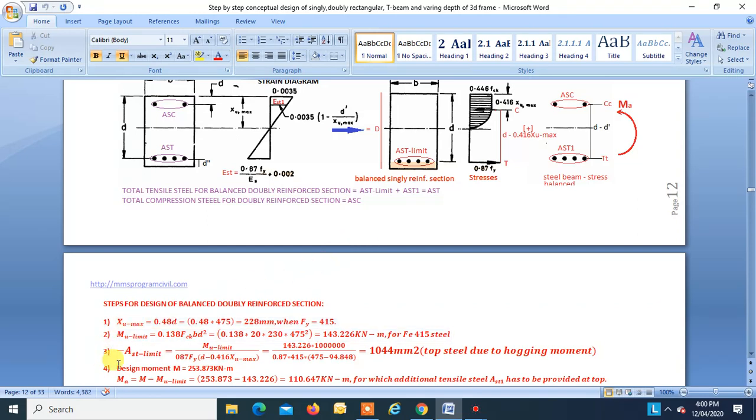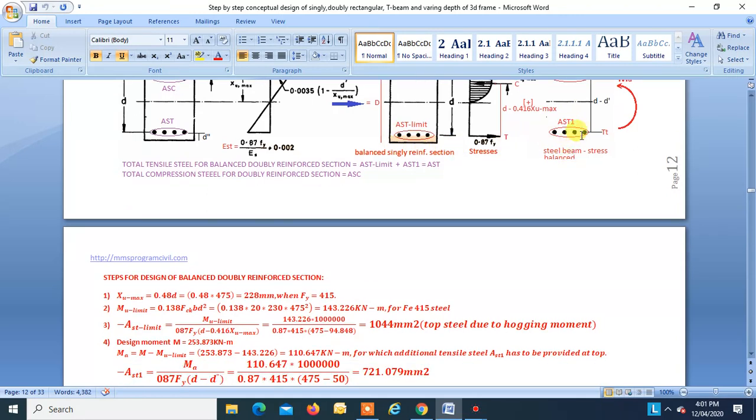I have written negative over here because ours is a hogging moment. So in our case the tensile steel will be at the top of the beam, and so you have to reverse this diagram. Now Ast limit is 1044 mm square. So we have found Ast limit. Now we have to find Ast1.